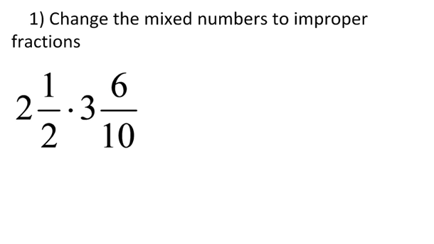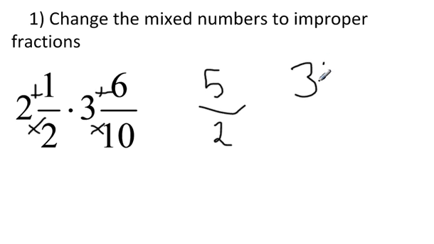The first step is to change the mixed number to improper fractions. To do this, you have to multiply the denominator and the whole number, and in this case, that gives you 4, and then you add the numerator, and the answer is 5. And you always keep the denominator the same. And for this one, 10 times 3 is 30. Add 6, that gives you 36. And it's over 10.